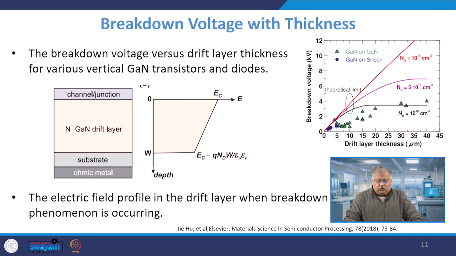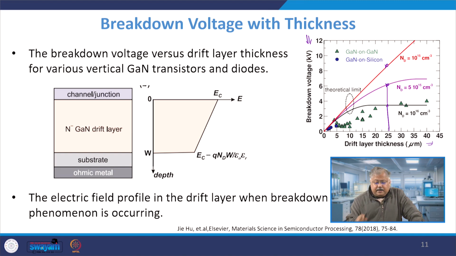Let's look at the breakdown voltage versus thickness. On the right hand side, you will see a graph which tells you the breakdown voltage versus the drift thickness. As expected, as the drift thickness goes on increasing, the breakdown voltage also goes on increasing. However, an interesting point is that as the doping concentration goes on increasing, the breakdown voltage goes on reducing, which is expected, because as the doping concentration increases, you have a large number of carriers available. For the same thickness, you require a lower breakdown voltage.